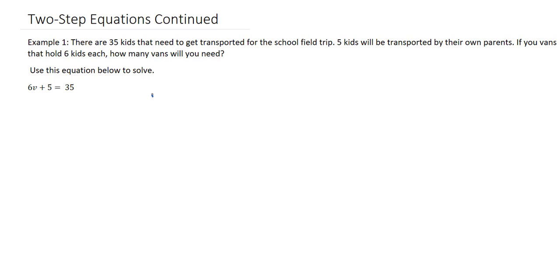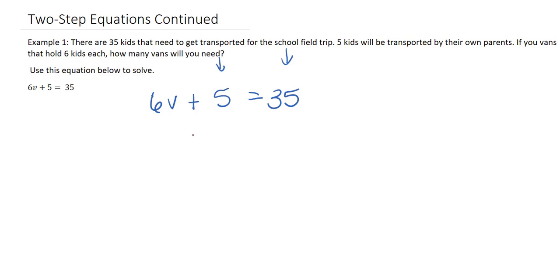So we have 6 kids can fit into each van, so we need to figure out how many vans we need. So that's what V stands for. And then we know that 5 of the kids will get their own transportation, and there's 35 kids total. So in order to solve, the first thing we're going to do is just get rid of the 5 kids that don't need to be transported.